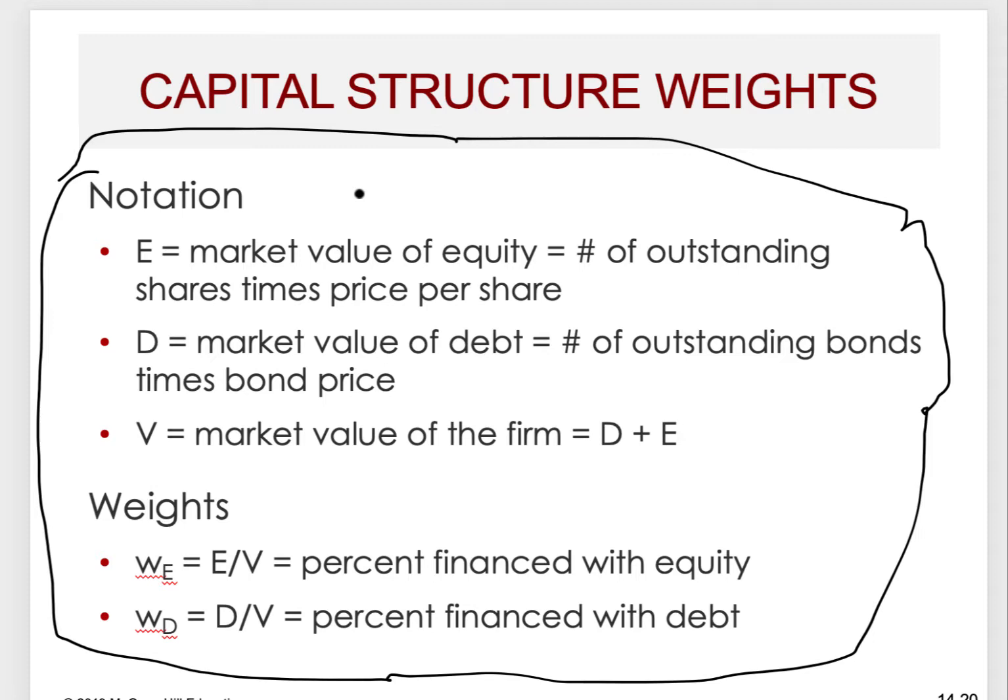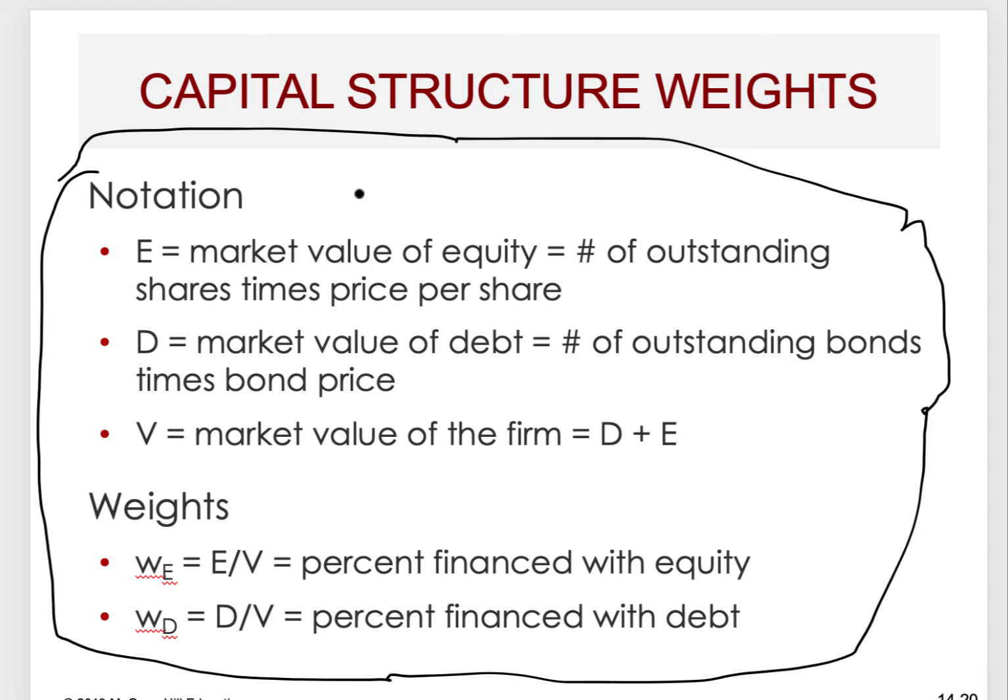So let's go over this notation real quick. E just stands for the market value of equity, right? We're looking at the number of outstanding shares times the price per share. That's easy. D, what's D mean? It's the market value of the debt. How do we calculate that? The number of outstanding bonds times the bond price. Then we have V. What's V? It's the market value of the firm. It's calculated as D, the market value of debt, plus E, the market value of equity.